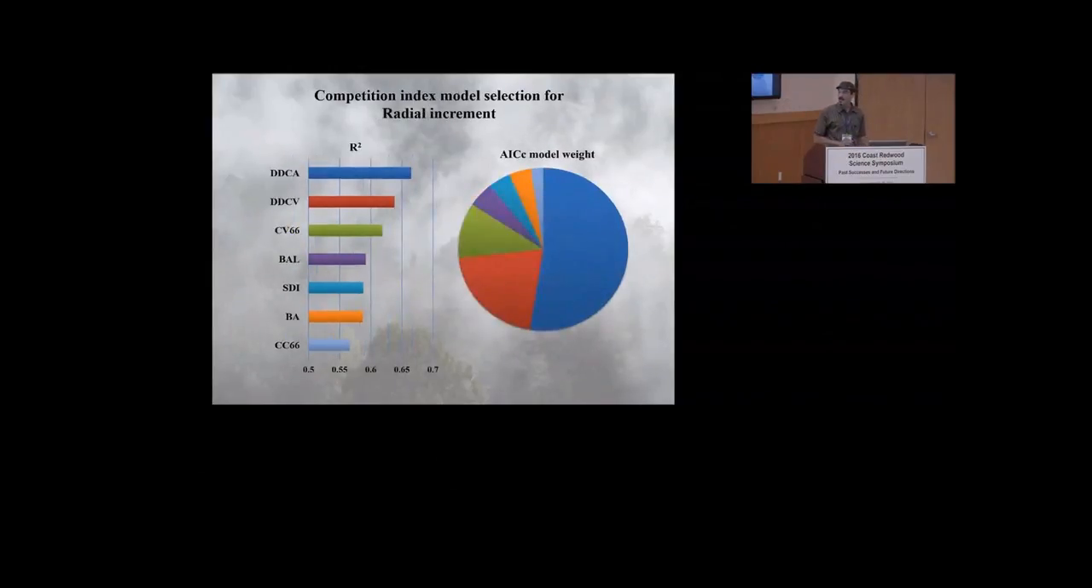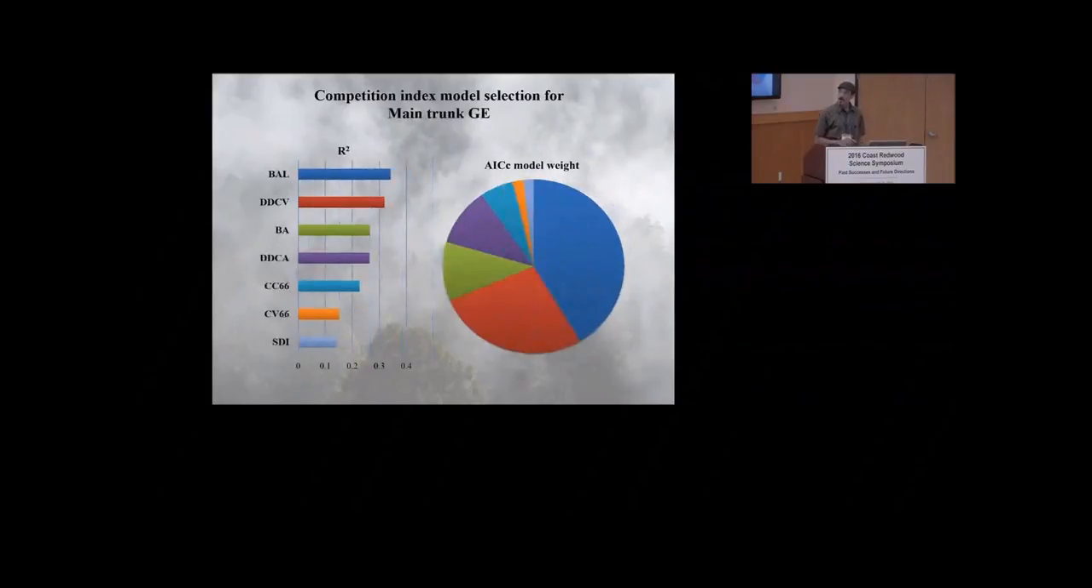And for the radial increment model, once again, CC66 was on the bottom. And the 2 distance dependent competition indices were on top. Now for the main trunk growth efficiency model, distance dependent crown volume was second, but only to basal area larger. And the high ranking of basal area larger and basal area indicate that main trunk growth efficiency is likely as responsive to below ground competition as it is to above ground competition.